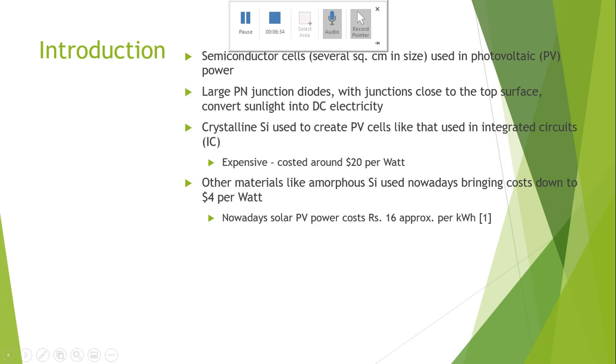Amorphous silicon, or a-Si, is a non-crystalline form of silicon that is used for the construction of solar cells and thin film transistors in LCDs, liquid crystal displays.